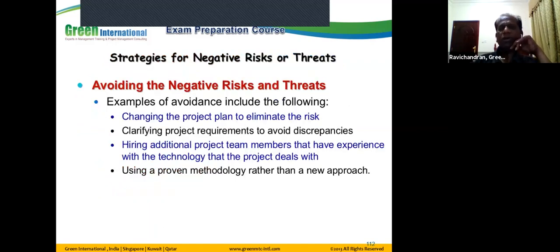You are trying to avoid the risk by changing the project plan to eliminate the risk, clarifying the requirements to avoid discrepancies, hiring additional team members who have experience with the technology the project is dealing with, using a proven methodology rather than a new approach. All are avoiding techniques.